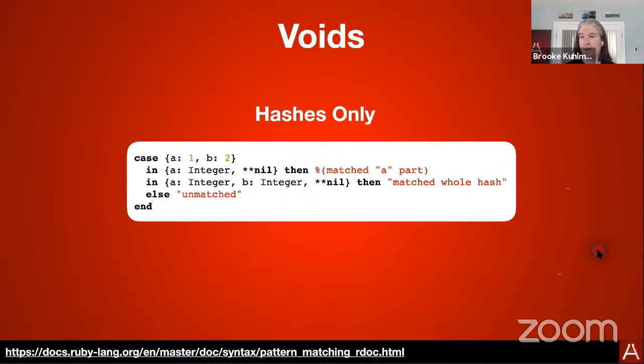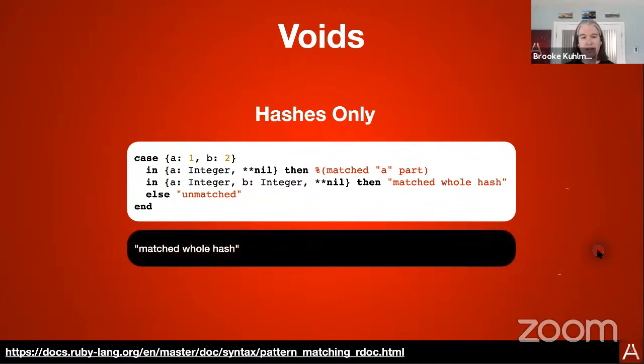Okay, so now let's talk about voids a little bit. This is a kind of cool, interesting feature that's specific to hashes, not specific to arrays. So when you're pattern matching in hashes, you'll get back the whole matched hash here. And you might be thinking, hey, what's going on? Well, because hashes by default match partially, the way to force hashes to do a whole pattern match is through the double splat nil void argument.